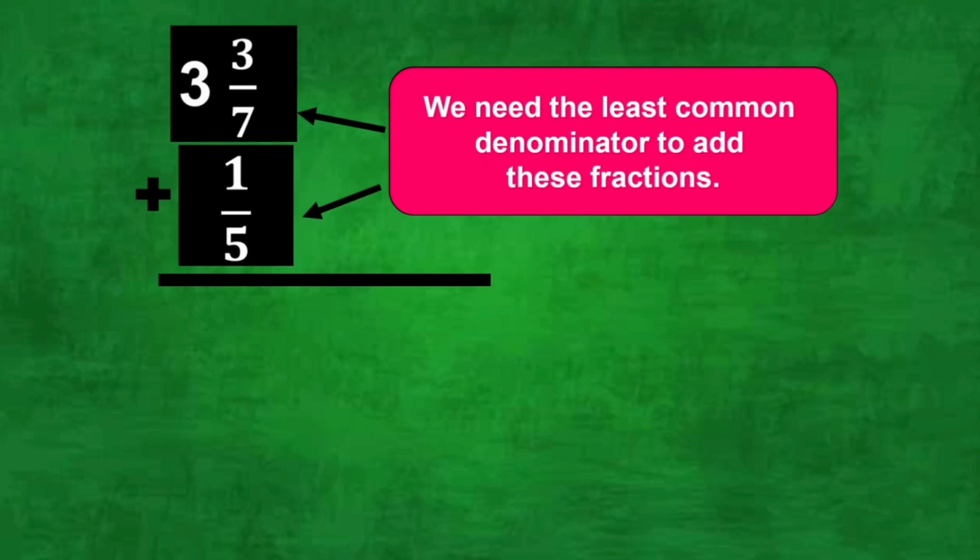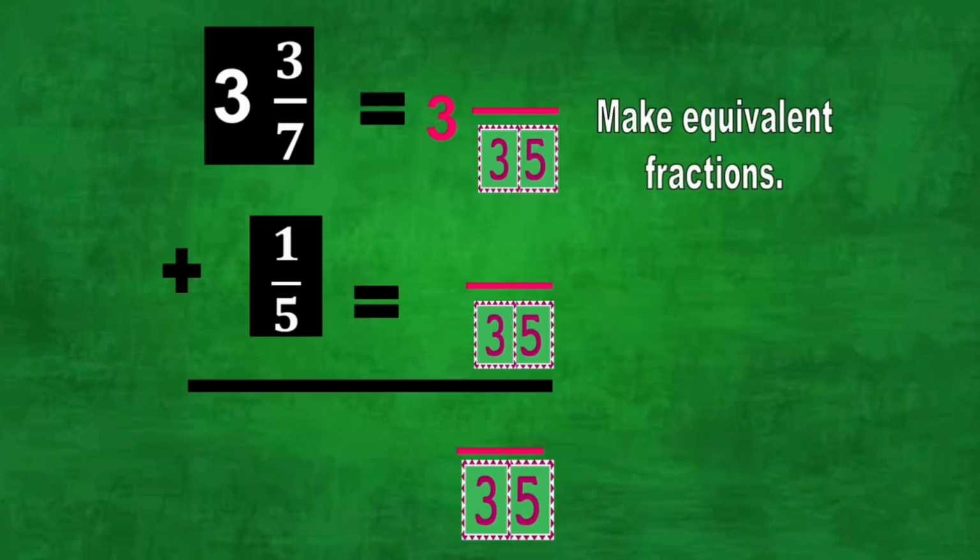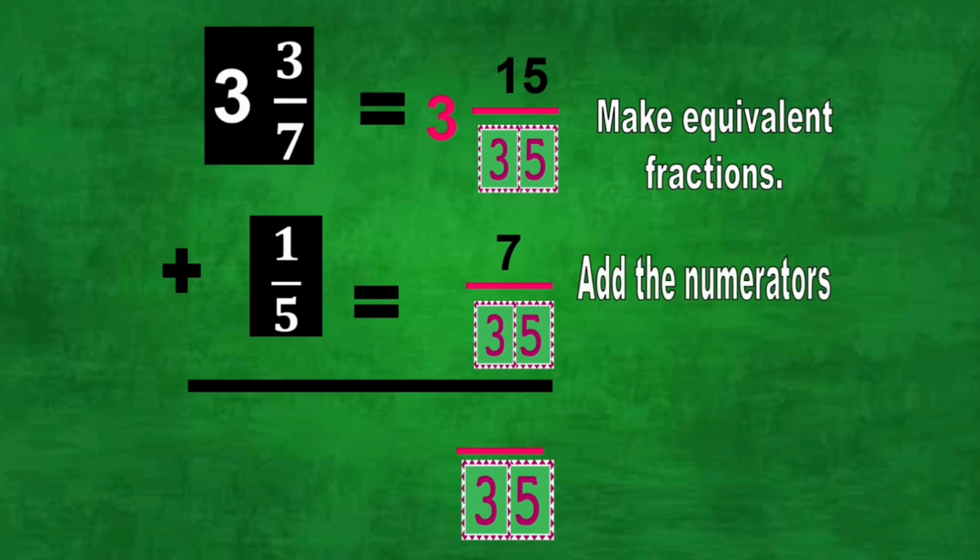Let us have another example. 3 and 3 over 7 plus 1 over 5. Again, we need the least common denominator to add these fractions. Let us list the multiples of 7 and 5. Now the LCD is 35. Very good. Then make equivalent fractions. So 35 divided by 7 times 3 is equal to 15. 35 divided by 5 times 1 is equal to 7. Then add the numerators. 15 plus 7 is equal to 22. Then copy the whole number. Our answer is 3 and 22 over 35.